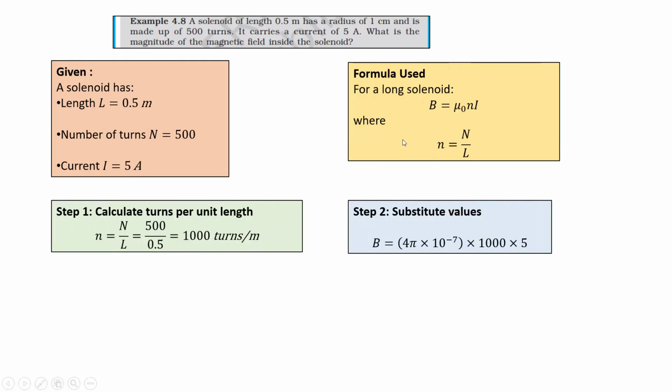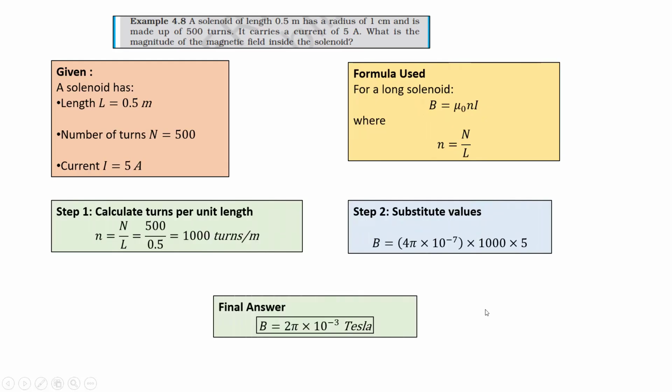Okay, now we'll substitute B equal to mu 0, value 4 pi into 10 to the power minus 7, multiplied by small n, that is 1000, into current, which is 5. If you simplify, we are getting the answer 2 pi into 10 to the power minus 3 Tesla.